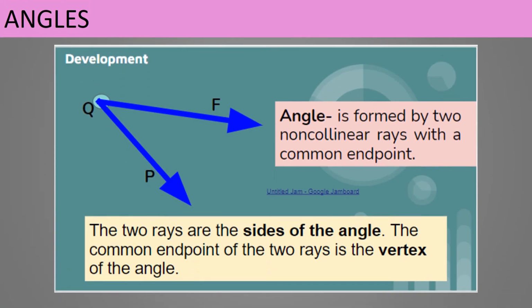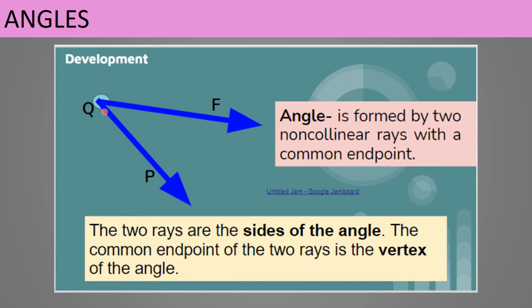Now, let us go to angles. So we have here angle. An angle is formed by two non-collinear rays with a common endpoint. So again, when we say non-collinear, they do not lie on the same line. Okay? So this is why we have here this figure for angle. The two rays are the sides of the angle. The common endpoint of the two rays is the vertex of the angle.